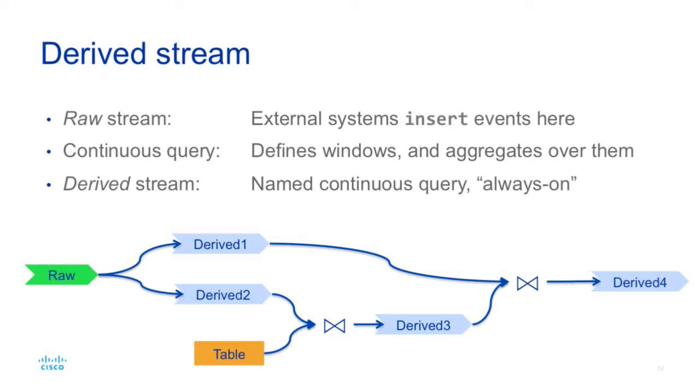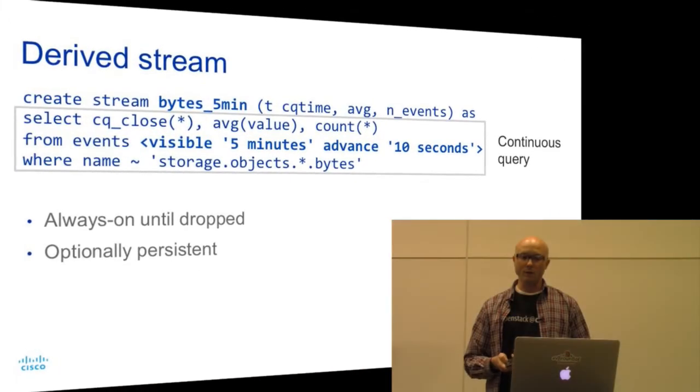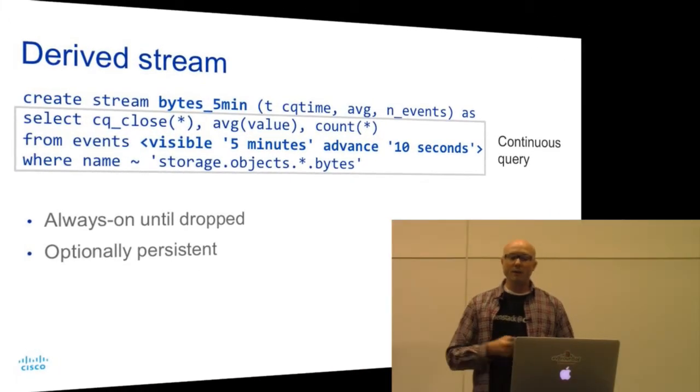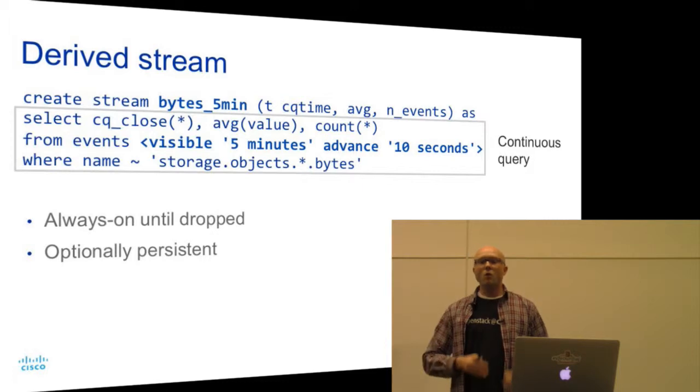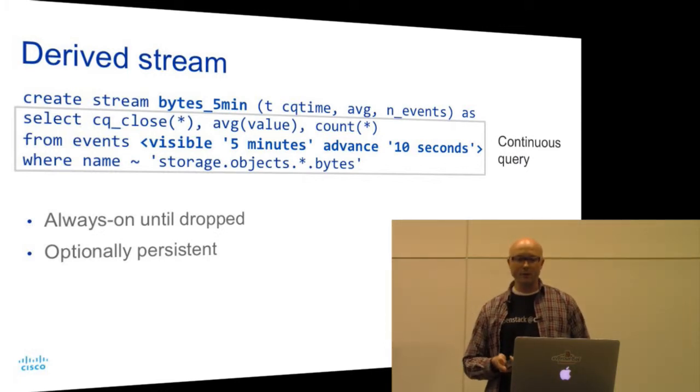Finally, here is the syntax for how you would define such an object, a continuous query with a name. We call it a derived stream in the system we're using. Notice that we can store these things, or we can leave them in flight, like an in-memory computation. This is the idea of continuous on-the-fly transformation.